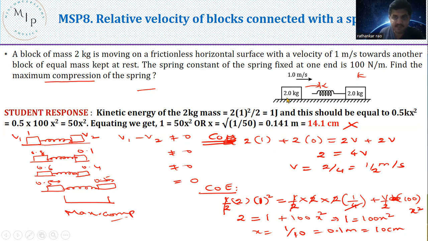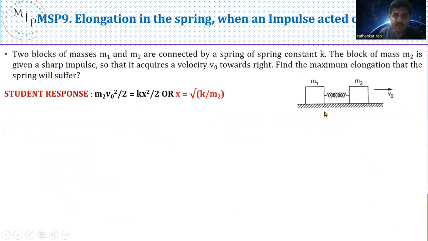Now, instead of just moving at a uniform velocity, in this problem I have connected both the blocks with a spring and I have given an impulse, and that too only to one block, not both the blocks. Conditions all remain the same, which means I have just given a velocity here. I just pull the block like this and let it go. And the question is, when I pull it, what is the maximum elongation that the spring will suffer?